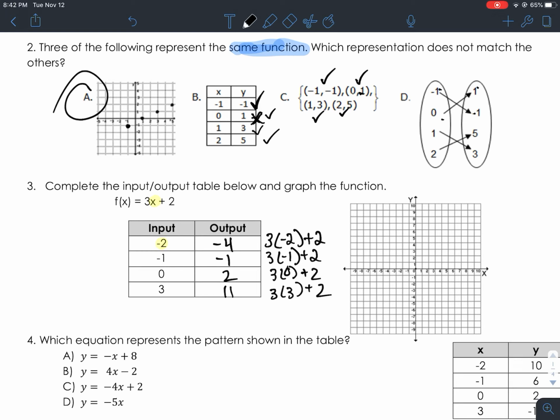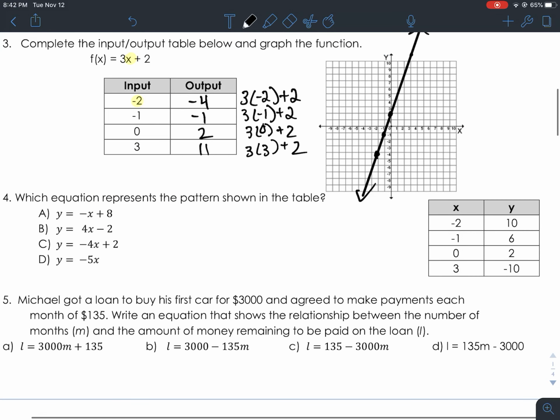No. Okay, so -2, -4 would be down here. -1, -1, 0, 2, and then 3, 11, which would be up here. And you don't have this fancy tool that snaps it, but you can definitely tell that it'll make a line. So you can just put some arrows on the end.